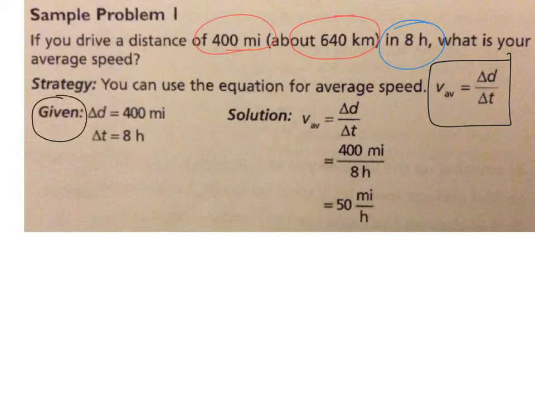What are we given? We're given the change in distance is 400 miles. We're given that the change in time is 8 hours. It's always good to write down the things that you know from the problem. What is the problem telling you? It's telling you how far you travel, and it's telling you how much time that takes.